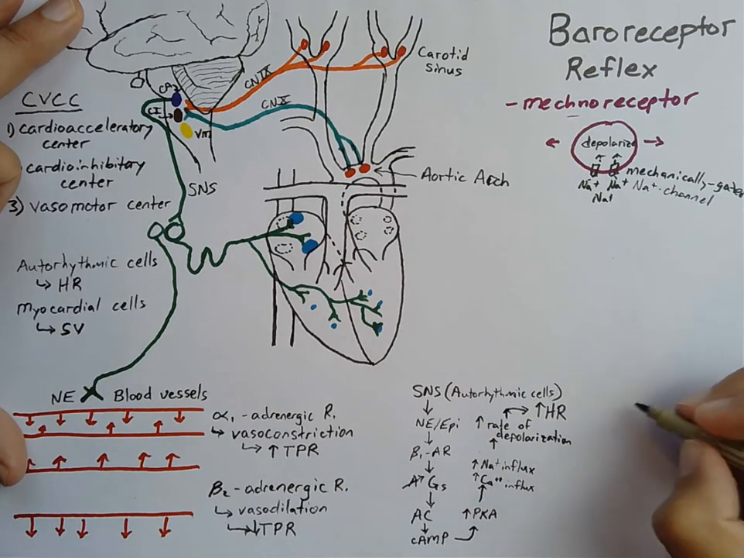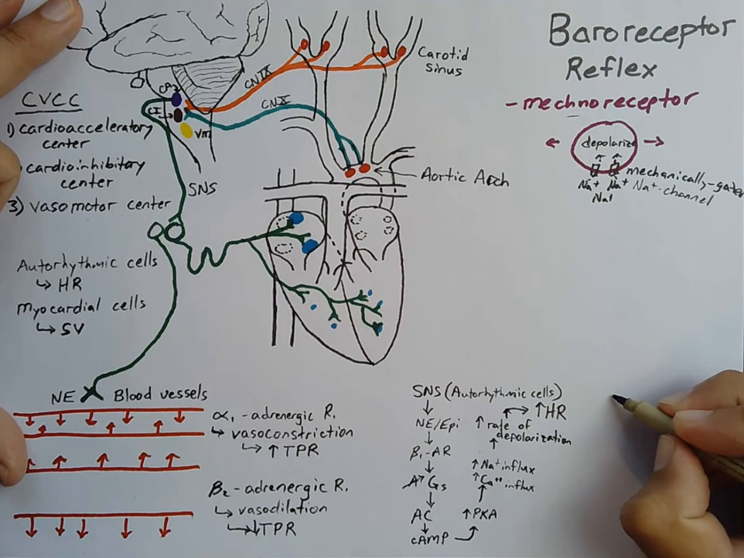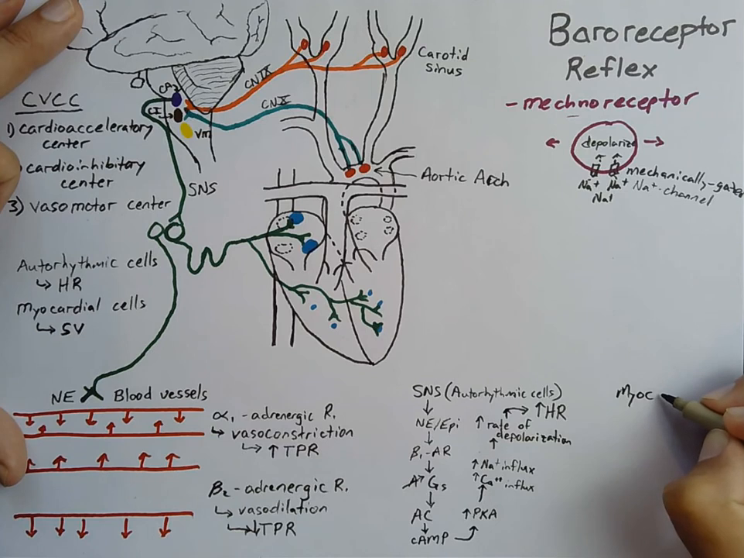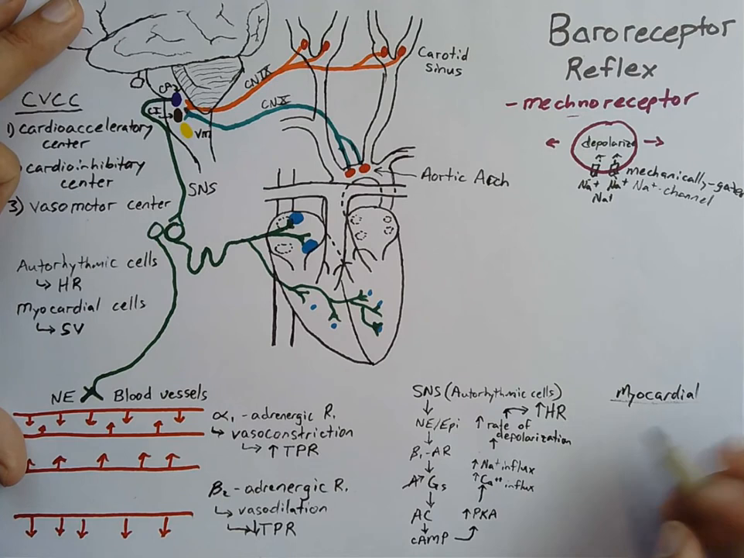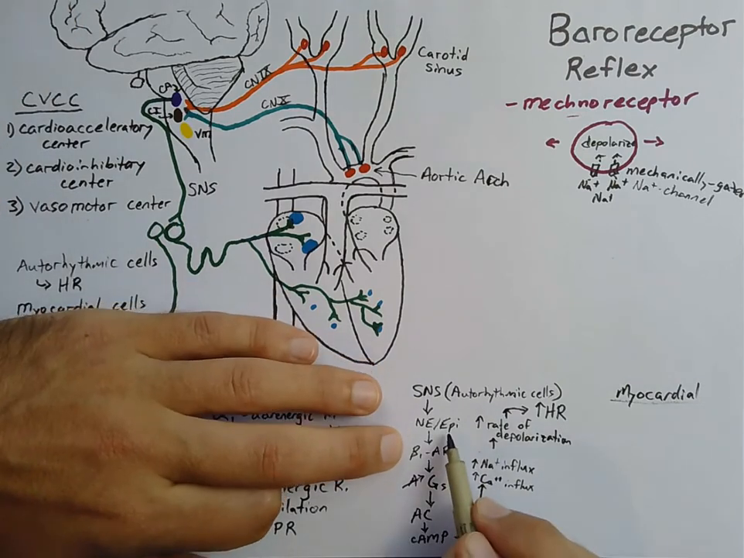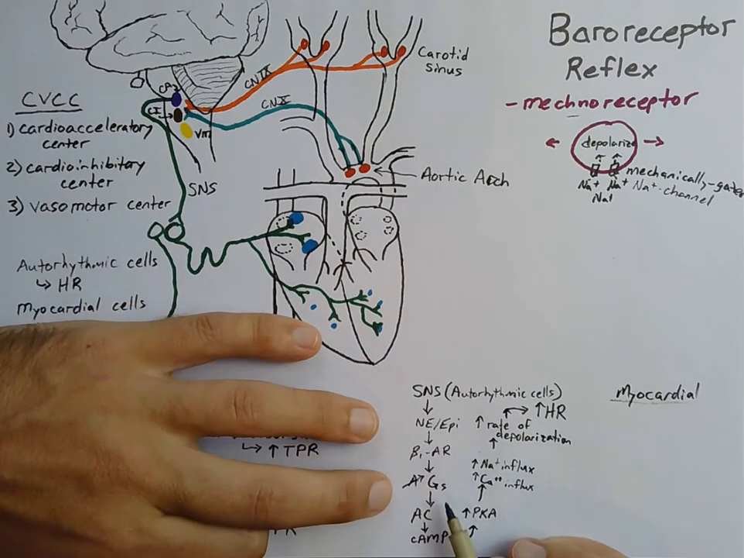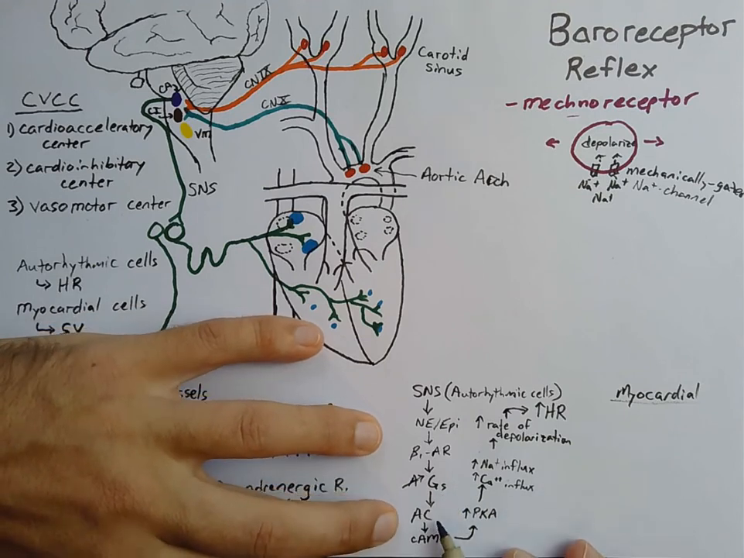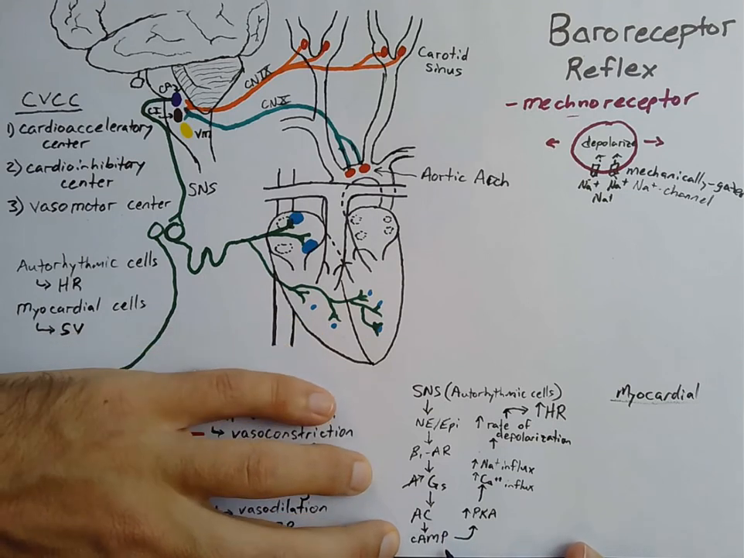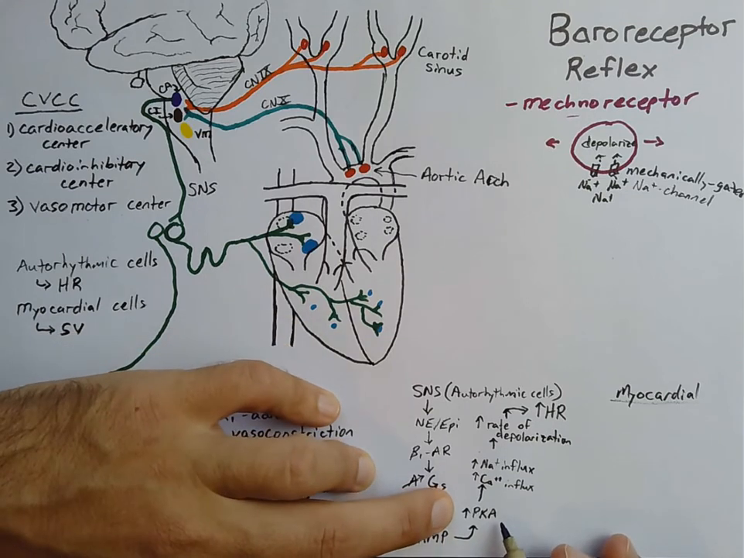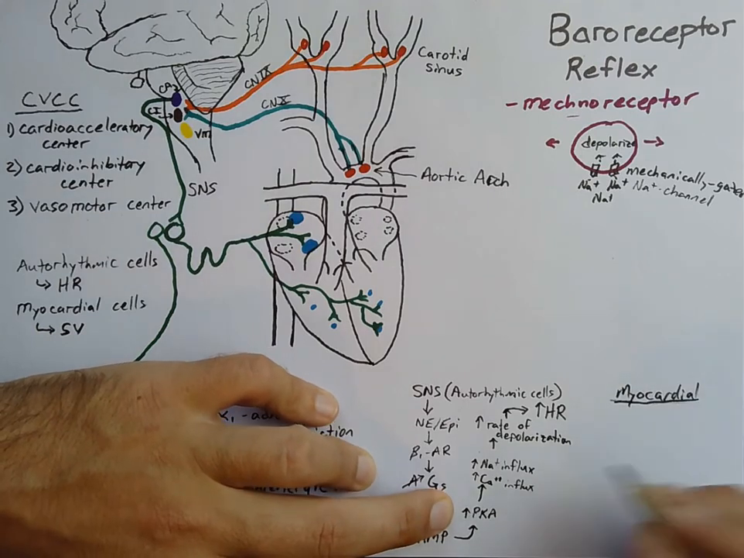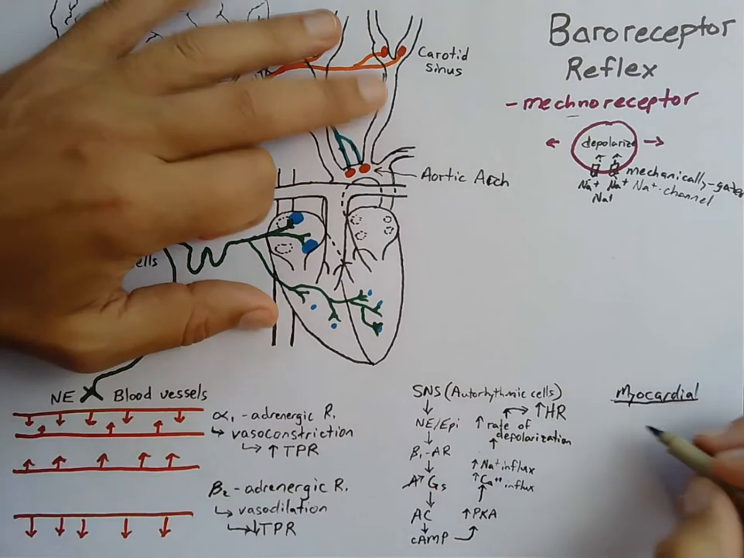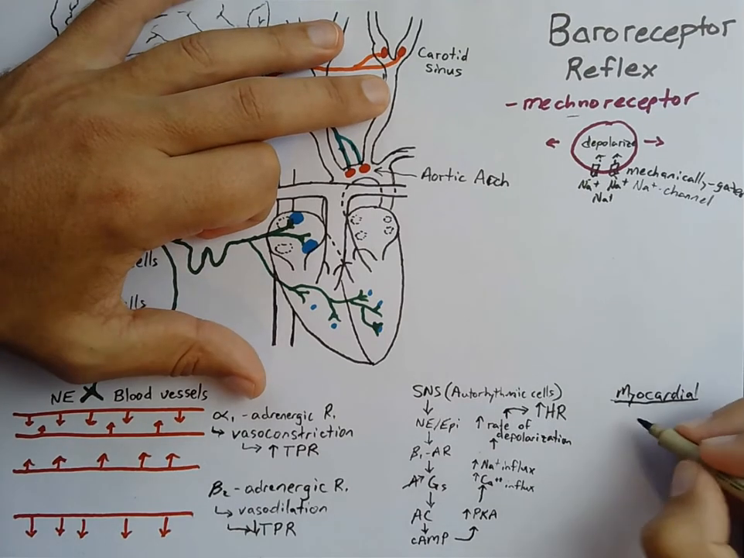Again, I'm just going to try to summarize all this for you guys so you can see how this all works together. So now if we're dealing with myocardium or myocardial cells, it's going to be doing a very similar thing where you still have norepinephrine and epinephrine. You still have beta-1 adrenergic receptors. You still are activating this G stimulatory protein, which talks to adenylate cyclase and goes on to increase cyclic AMP and PKA. So all of that still occurs. So we're going to go ahead and say same as autorhythmic, right?